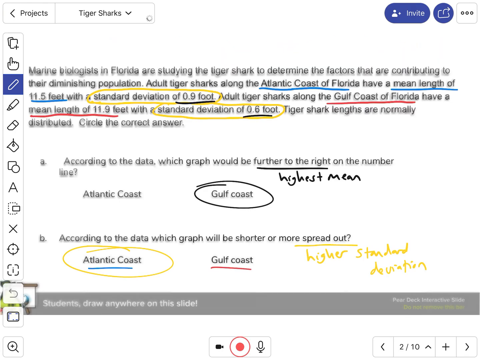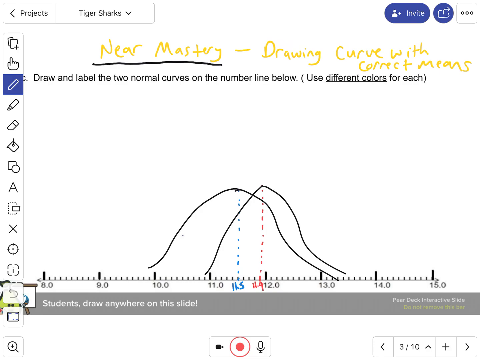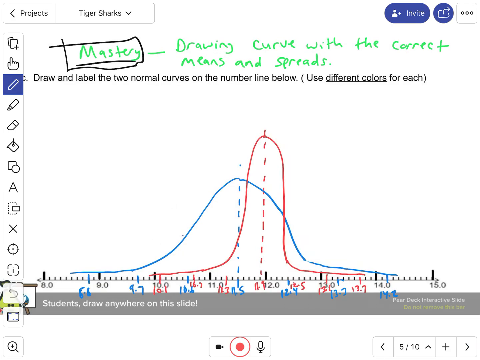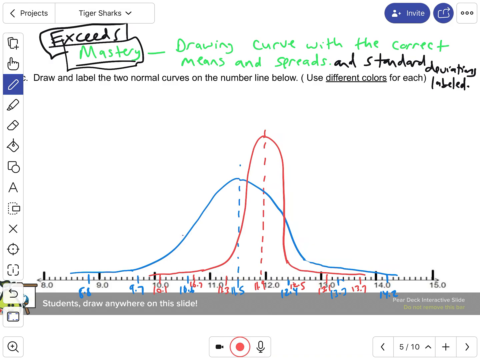Near mastery, because you had the right mean, but the spreads were off. Or near mastery, you had the spreads right, but the mean was off. Or mastery, you had the mean and the spread. Or exceeds mastery. Actually, I should have written that somewhere else, but I'll just add that. So exceeds mastery is the mean and the spread and the standard deviation, all 3 standard deviations to the right and to the left of the mean labeled.